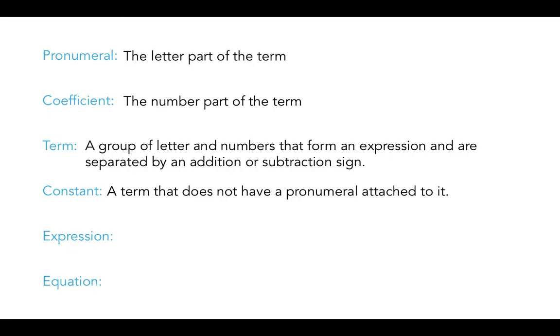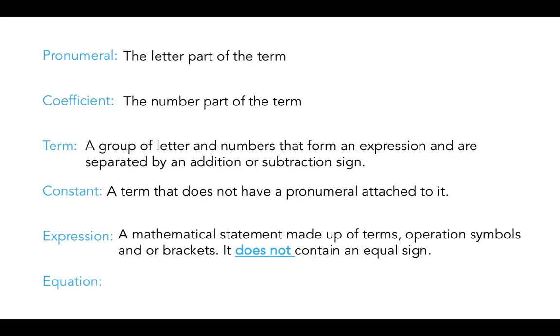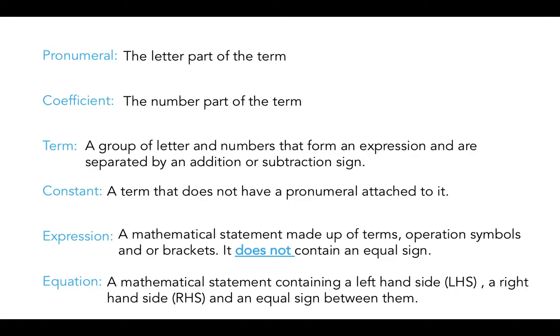Then we have an expression, which is a mathematical statement, and it has terms and operations and some brackets or indices or some square roots, but it does not have an equal sign. So an expression is a sum that doesn't have an equal sign, and an equation is like an expression, but it has a left-hand side and a right-hand side with an equal sign in the middle of them.